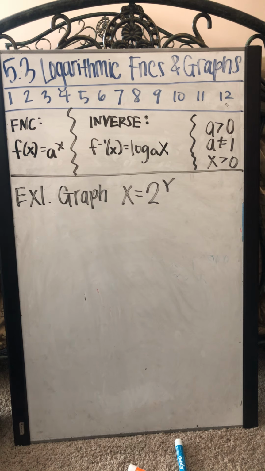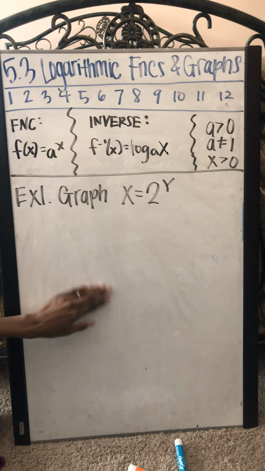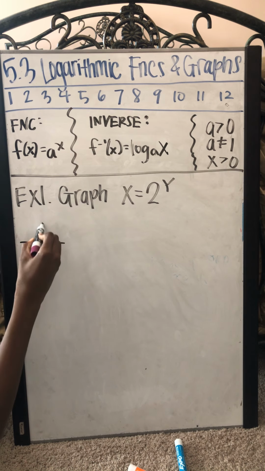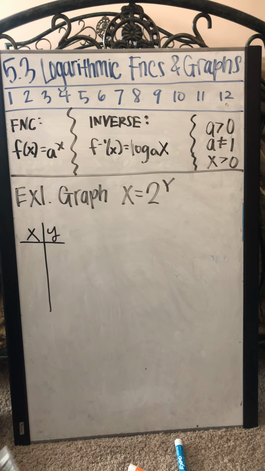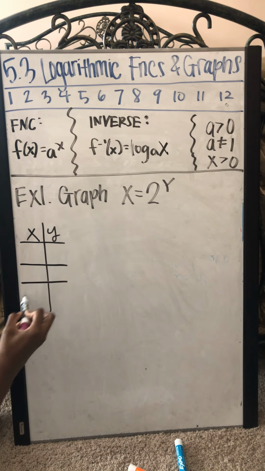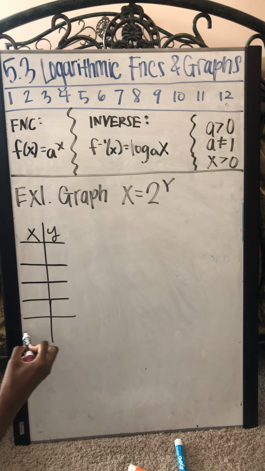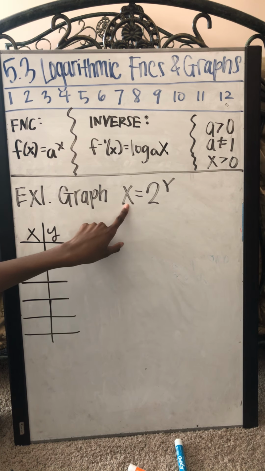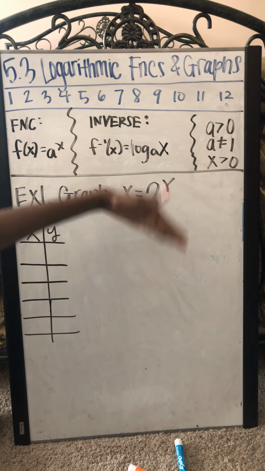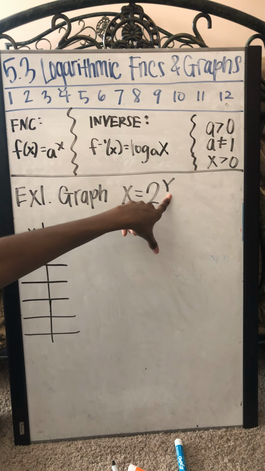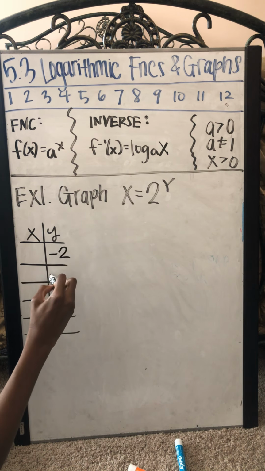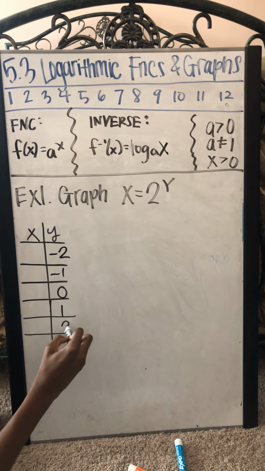For example 1, they've asked us to graph this equation. Remember, if you don't know what a graph looks like, the best thing to do is to go to a t-chart. We usually plug in values for x, but if we plug in values for x, we have to solve for the y, and the y is in the exponential, so that could be kind of hard. So I would probably plug in numbers for your y. We can do -2, -1, 0, 1, and 2.